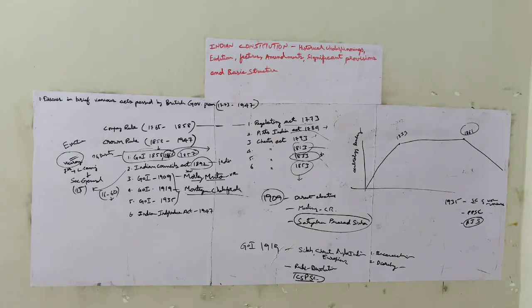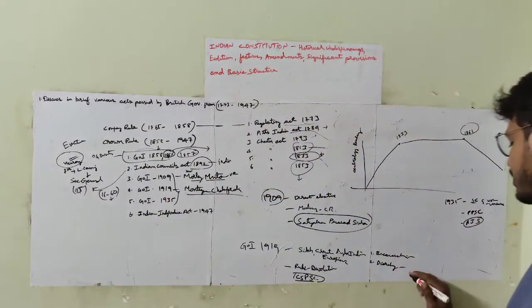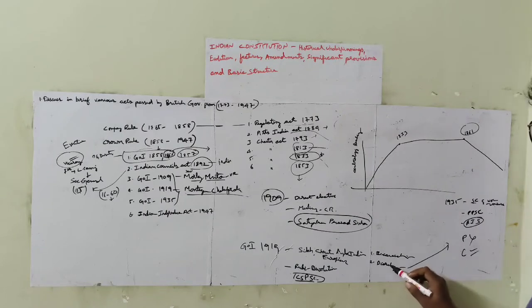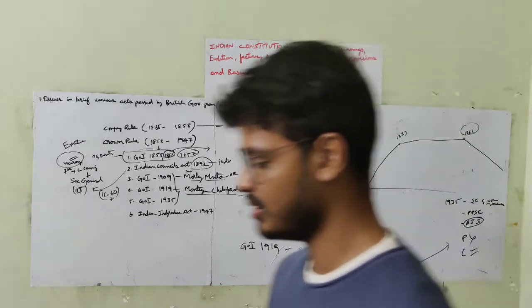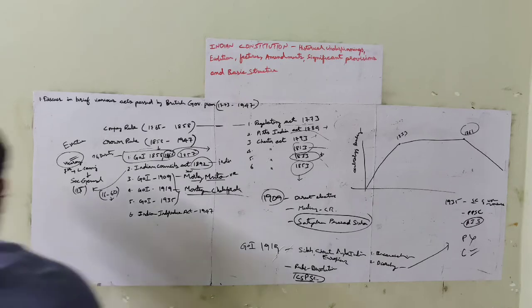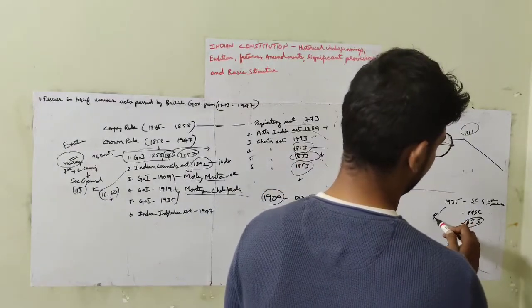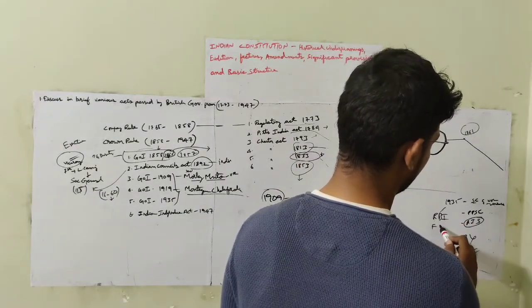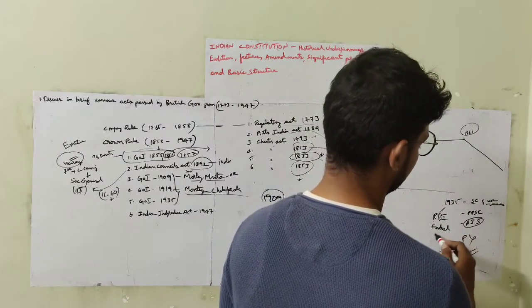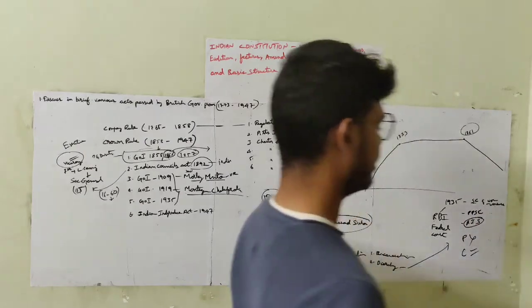It provided dyarchy. Dyarchy was adopted at the center but abolished in the provinces. Provinces abolished, center adopted. This dyarchy was abolished in the provinces in the Government of India Act 1935. Some of the important things: the RBI was established in 1935, and the Federal Court, which we call the High Court today, was also established in 1935, Government of India Act.